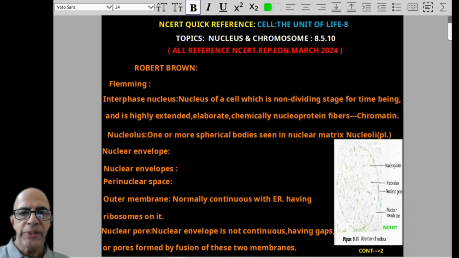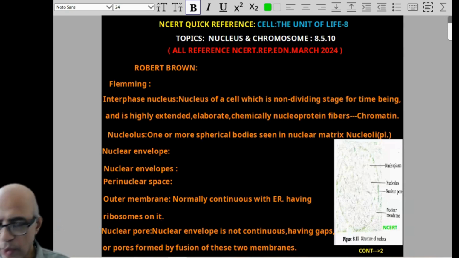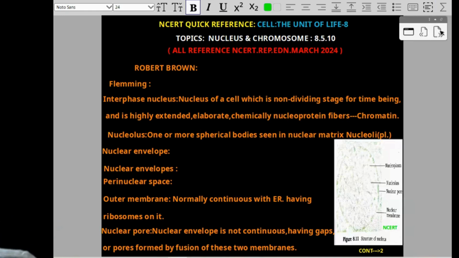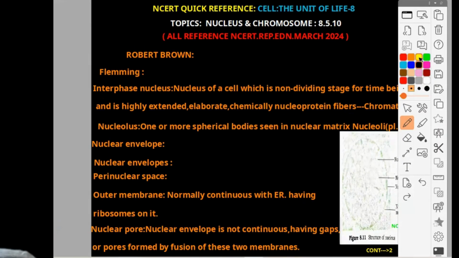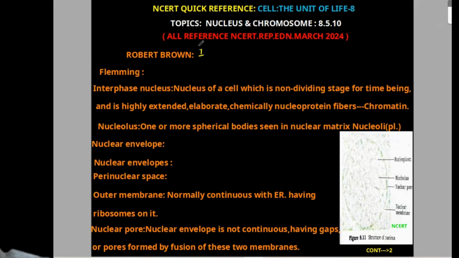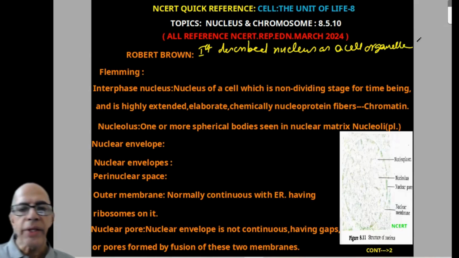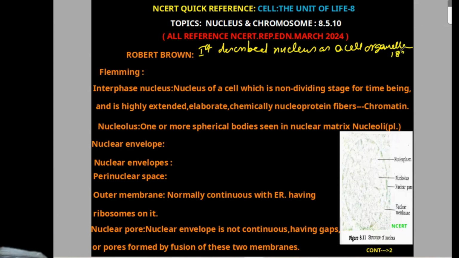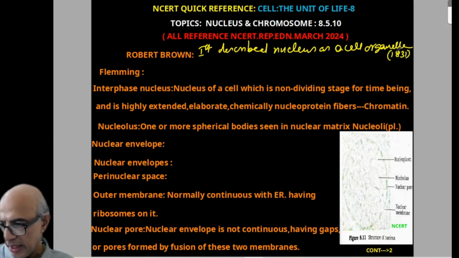When we start discussing the nucleus and chromosome, first we'll start with the nucleus. The scientist you are familiar with, his name is Robert Brown. He first described the nucleus as a cell organelle. In the year 1831, that year is important, in orchid roots, he did it. That is the initial work of Robert Brown.